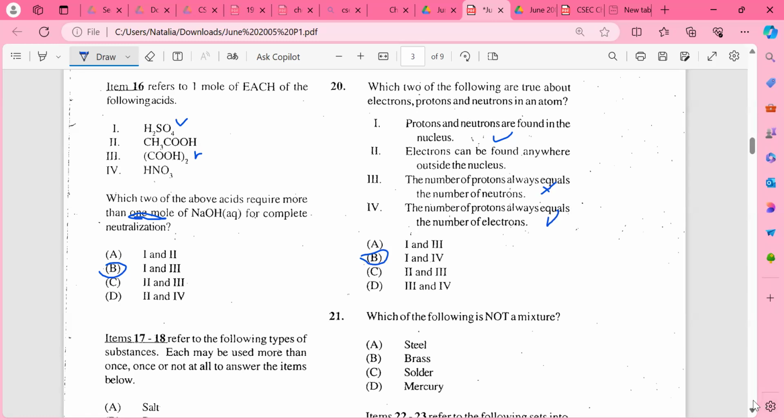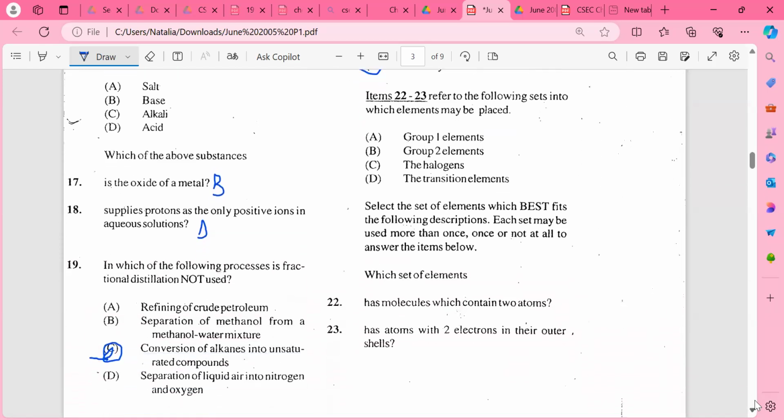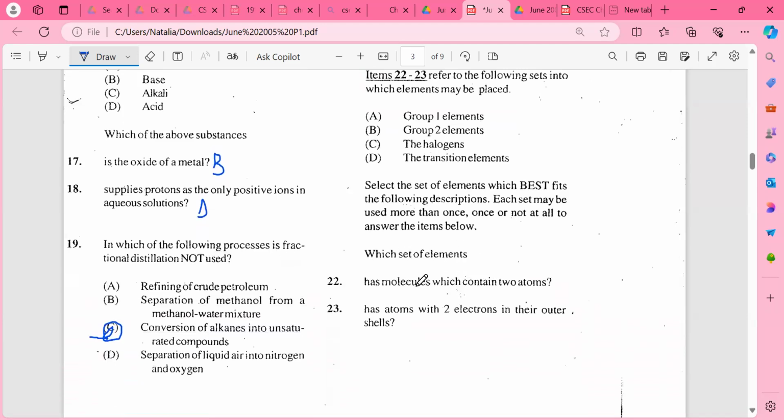Which of the following is not a mixture? Not a mixture means it's an element or a compound. So here, mercury is an element. Which of the following elements has molecules which contain 2 atoms? So we're looking for a diatomic molecule. So that's going to be your halogens. Which atoms have 2 electrons on their outer shell? Those are the ones in group 2. So the answer is B.